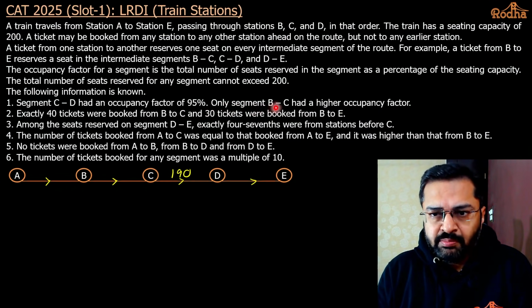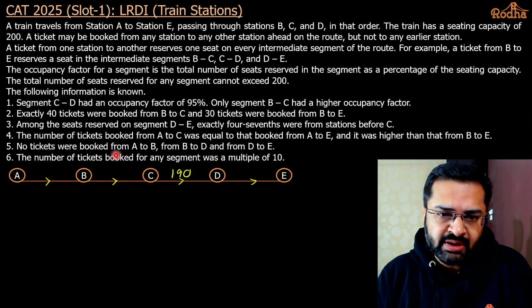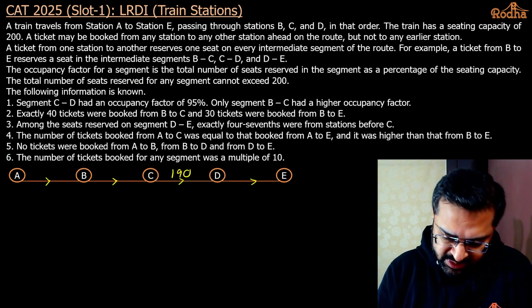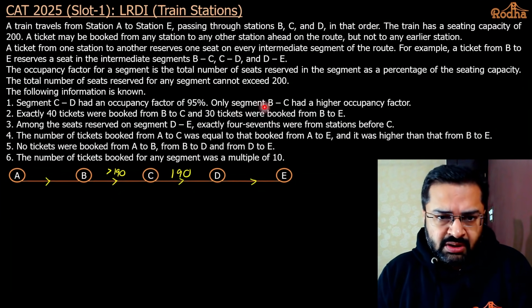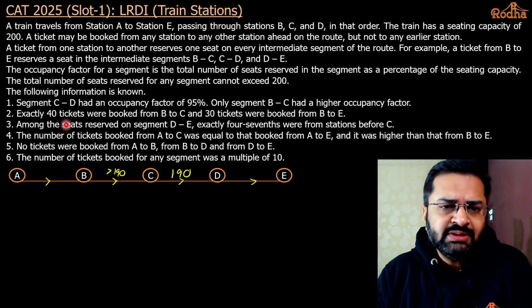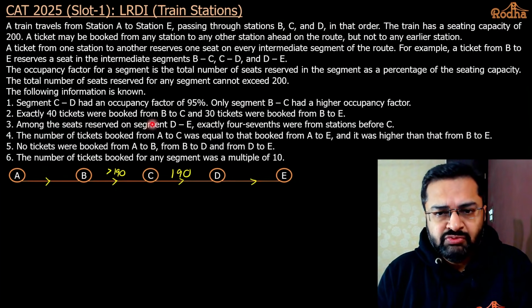Only segment BC had a higher occupancy factor. So BC would be greater than 190. So that's what we know from this, that it had a higher occupancy factor, right? And let's just have a look at the rest of the statements. Exactly 40 tickets were booked from B to C and 30 were booked from B to E.